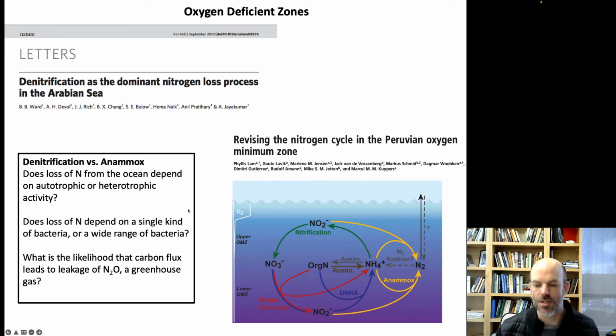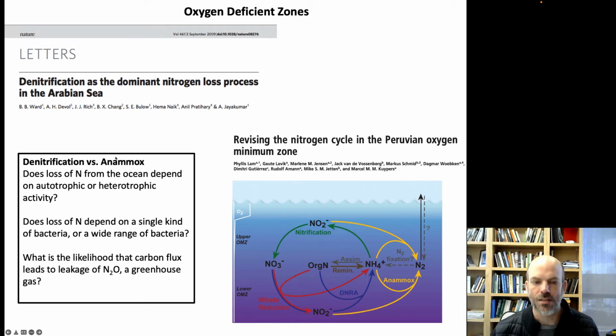One paper said that it was all denitrification, that we don't need to worry about anammox, and one paper said it was almost all anammox, and we don't really need to worry about denitrification in terms of understanding the nitrogen cycle of the ocean, and in particular these oxygen deficient zones. Both of these groups did good quality science. There was not an issue of one group doing bad work. This was an issue of getting different answers in different conditions with different techniques.